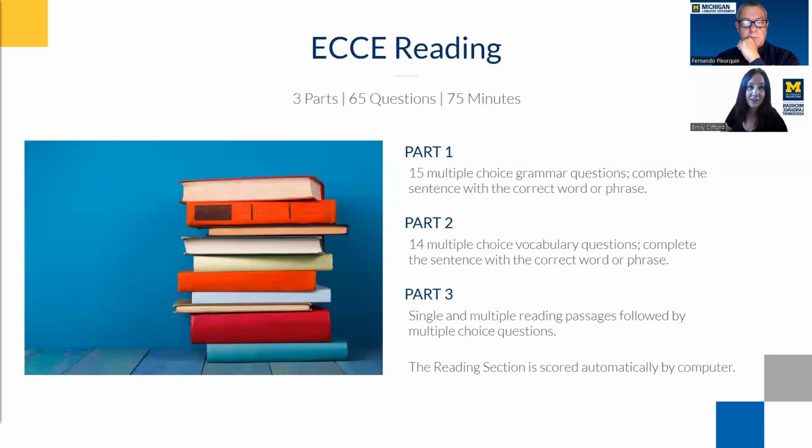For reading, as I'm sure you know, there are 3 parts, 65 questions, and the reading section is 75 minutes long. The first part consists of multiple choice grammar questions, where students or test takers complete the sentence with the correct word or phrase. Then part 2 is similarly styled. It's 14 multiple choice vocabulary questions. So they will be given a sentence which they need to complete with the correct word or phrase.